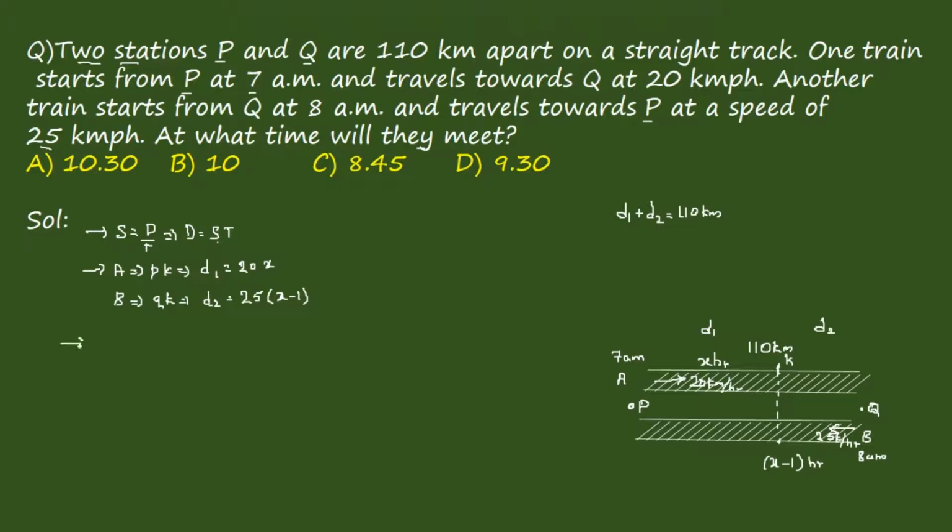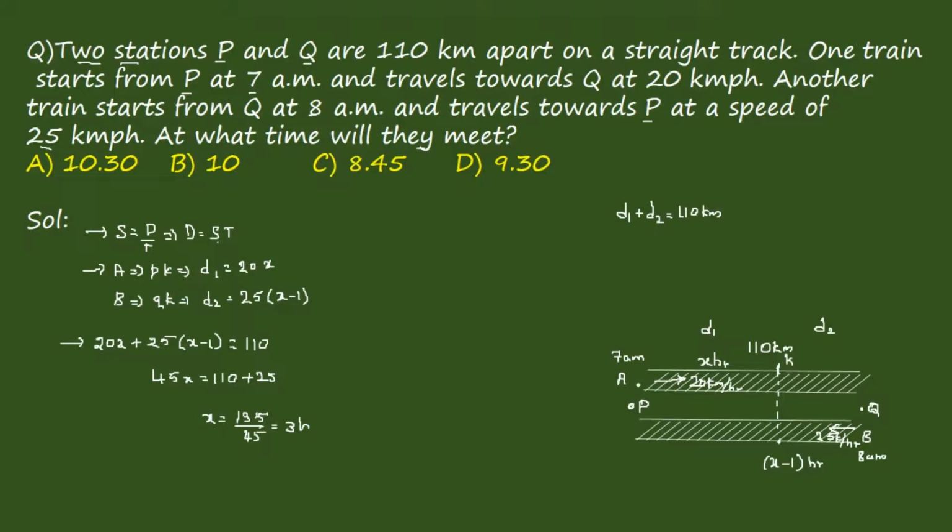So if you substitute the values, it becomes 20x plus 25 into X minus 1 is equal to 110. 20x plus 25x becomes 45x. 25 goes there, it becomes 110 plus 25. Then we get x is equal to 135 by 45, which is equal to 3 hours.